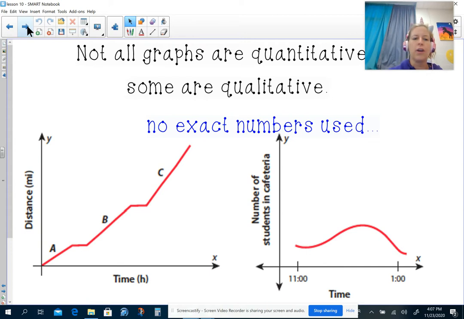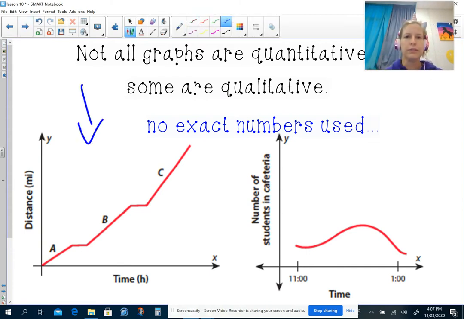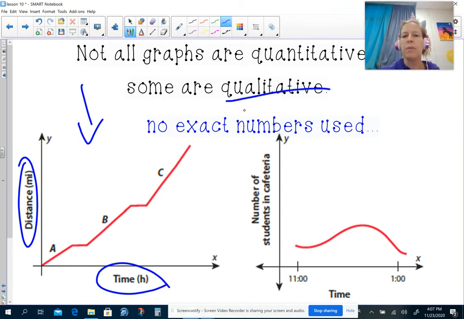So if we look at the graph on the left, where are my numbers? I'm not used to seeing a graph without numbers, because how can I graph without numbers? But what does my x-axis tell me? What does it have on it? So we have time in hours. Look at my y-axis. Yeah, so miles. Okay. So we're going to talk about how different graphs can look, and we're going to talk about these qualitative type graphs.